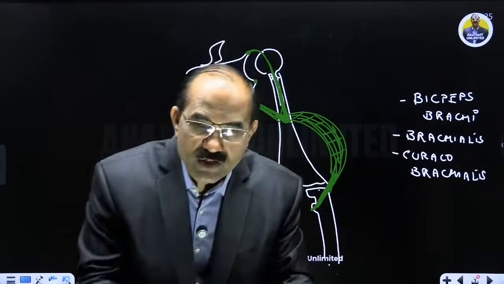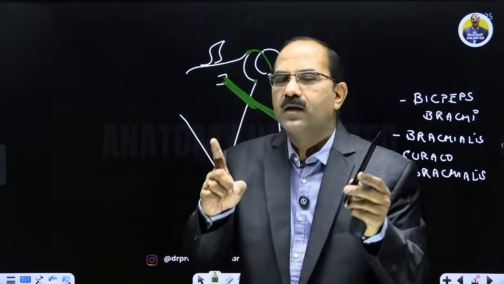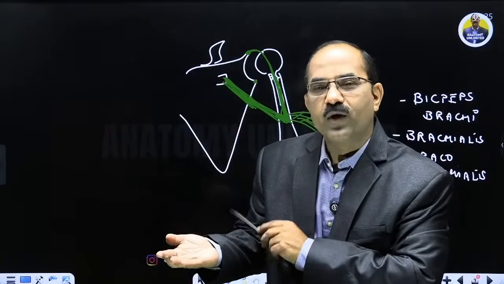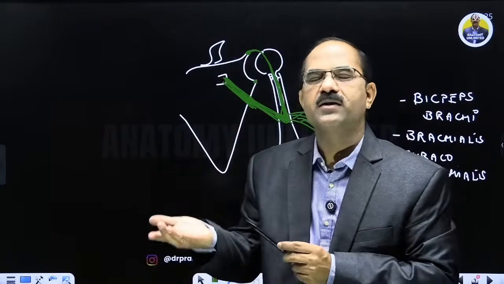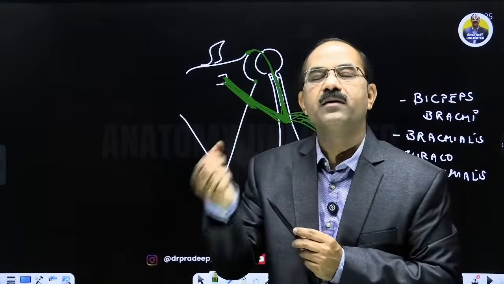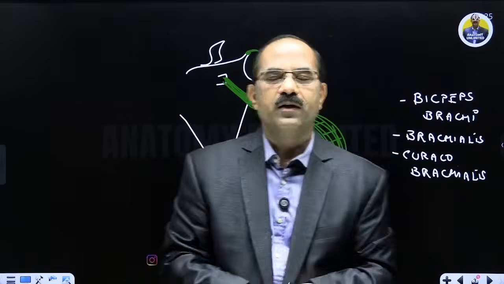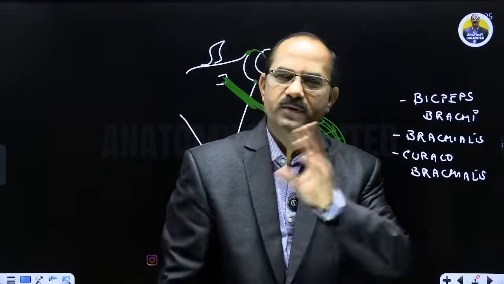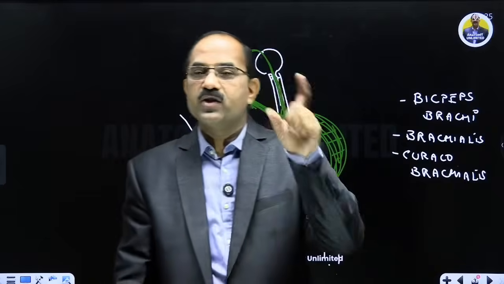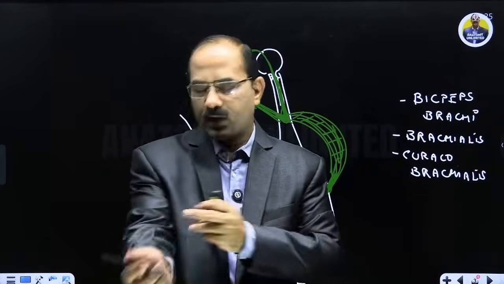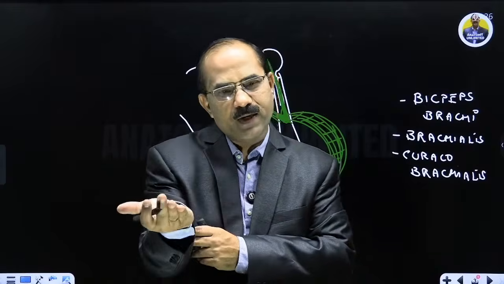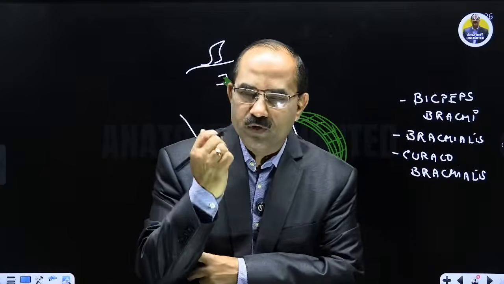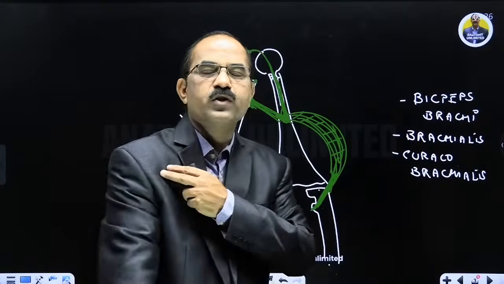So the main action of biceps is supination in a mid-flexed forearm. Mid-flexed forearm में supination. Second, flexion at the elbow joint. Third, flexion at the shoulder joint. समझ में आ रहा है? So what is the action of biceps on the elbow joint? It is a chief supinator in a mid-flex position. It is a flexor of the elbow joint. It is a flexor of the shoulder joint.